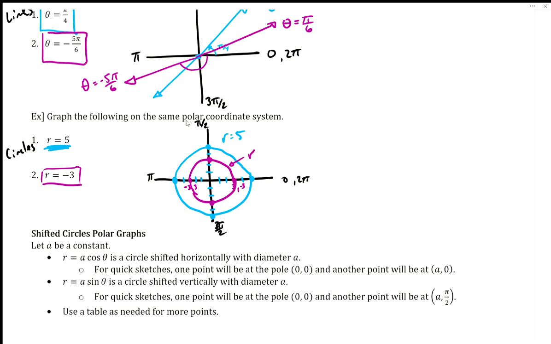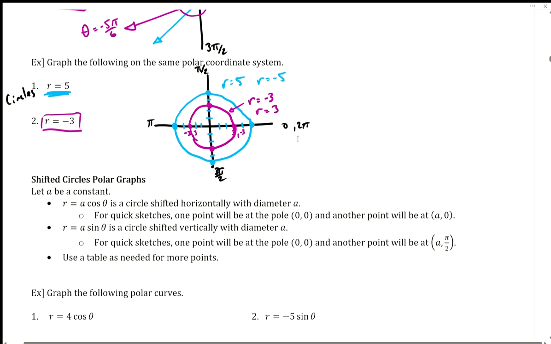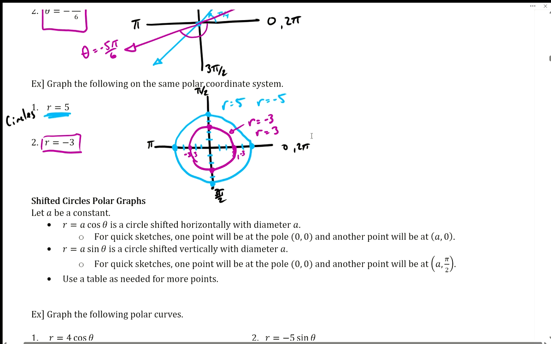I'm going to go out and draw through it. So this in the purple is r equals negative 3. It's also r equals just regular 3. And similar with the blue, we could have said that would have been r equals negative 5 as well. So it's the same circle. So r equals 5 or r equals negative 5 or r equals 3 or r equals negative 3, those are the two circles there. So there's our basic ones. We'll get into other ones with trig functions after this.